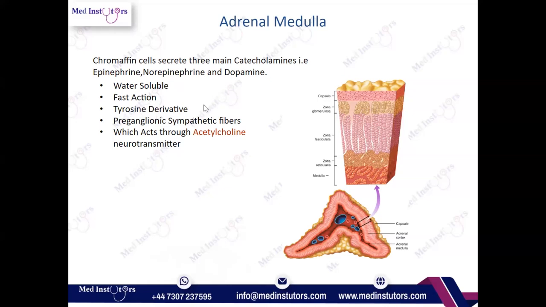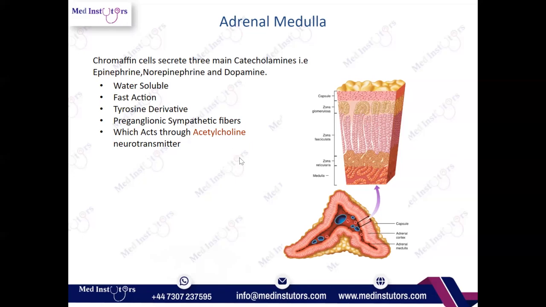Now compare both. Adrenal cortex hormones are synthesized from cholesterol, but adrenal medulla catecholamines are derived from tyrosine. These chromaffin cells of the adrenal medulla are innervated by preganglionic sympathetic fibers, which act through the acetylcholine neurotransmitter. So again, these are all the points I'm discussing right now. There are questions in the exam. They are high yield points, so please try to remember.